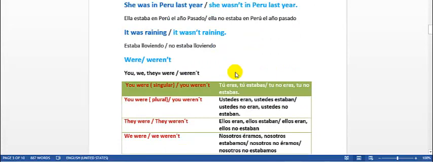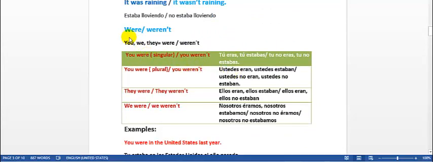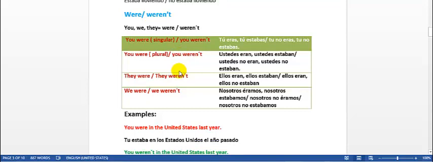So let's continue with the next part. Vamos a continuar con la próxima parte. Weren't, que es la otra forma del pasado del verbo to be. So in this case, we use were and weren't with the personal subjects you, we, and they. Utilizamos el were y el weren't con los siguientes pronombres personales. Con you, we, and they. You were, we were, they were. You weren't, we weren't, they weren't. So in this chapter, you will have the meaning of this structure. En este cuadro van a ver lo que es el significado de estas estructuras.